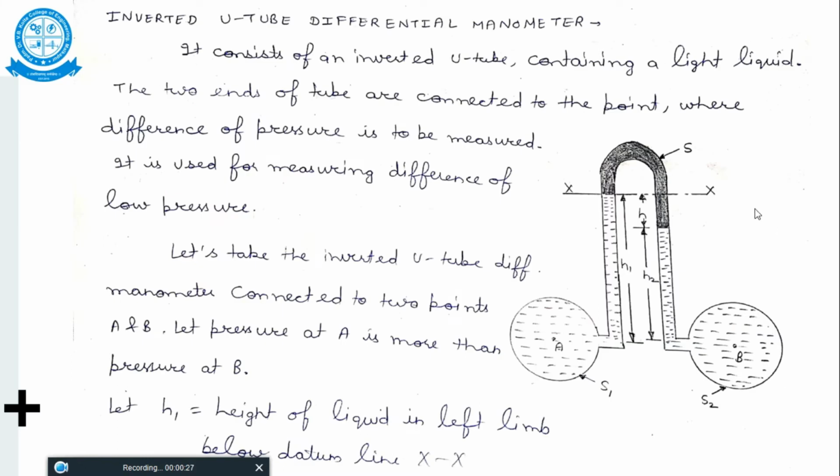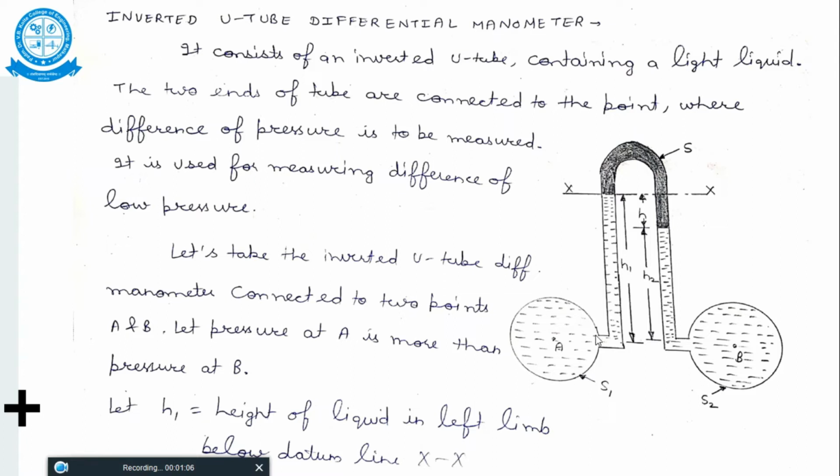See, this is the diagrammatic representation of the inverted U-tube differential manometer. Here the U-tube is inverted. Especially, this inverted U-tube manometer is used to measure low pressure. So now see the diagrammatic representation here. It consists of an inverted U-tube containing the light liquid. Two ends of this U-tube manometer are connected to the points where the pressure difference is to be measured. Now see, point A and point B are connected, between which we have to measure the pressure difference. It is used for measuring the difference of low pressure.